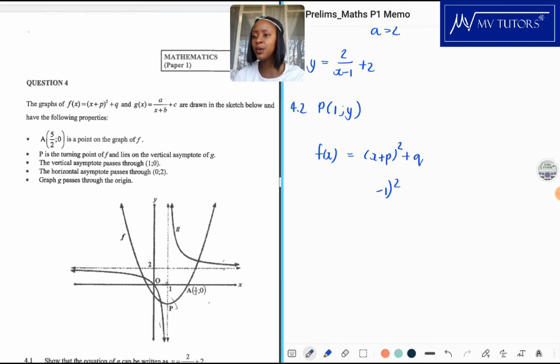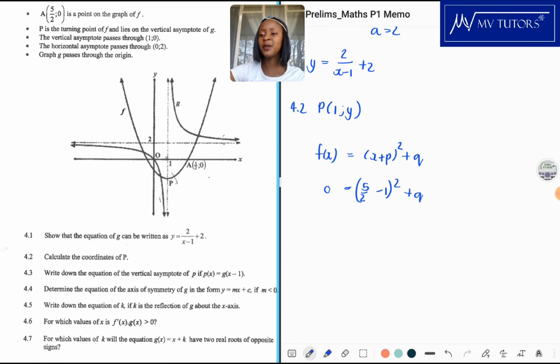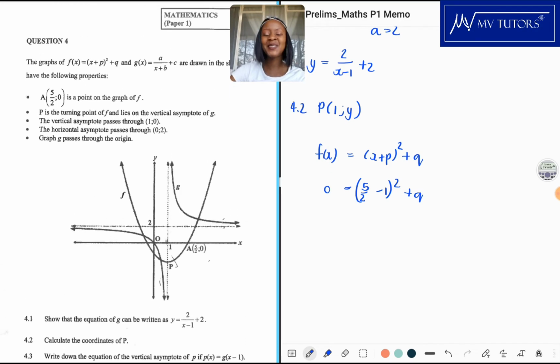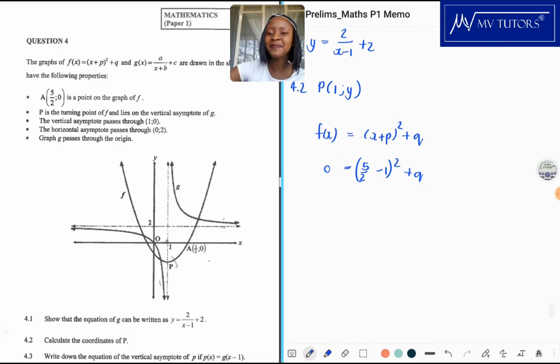Okay, q, we don't know it, right? But we have a point on this graph, and this point is 5 over 2, 0. So the x coordinate is 5 over 2, and the y coordinate is 0. So our only unknown here is q. We're looking for the y coordinate, we're looking for q basically.